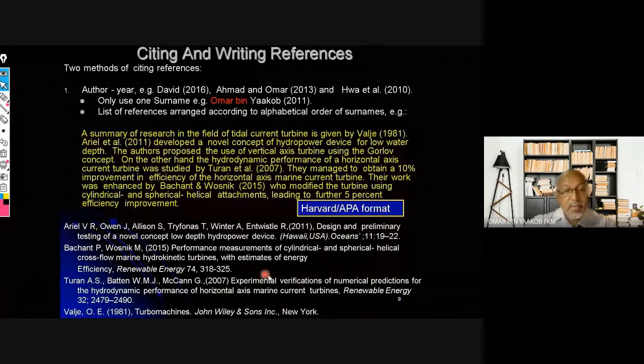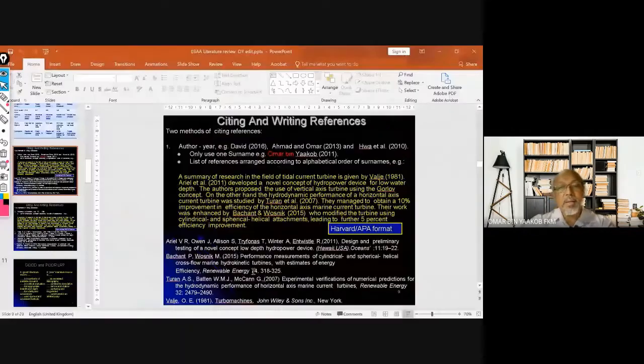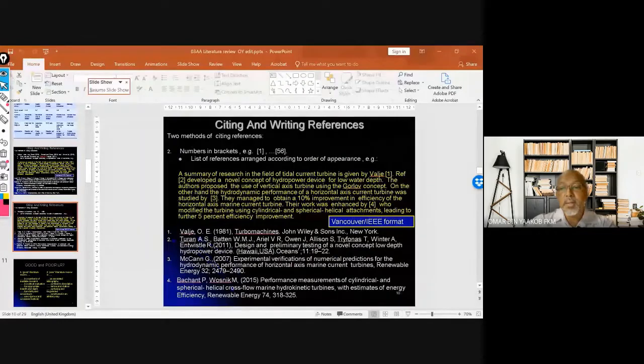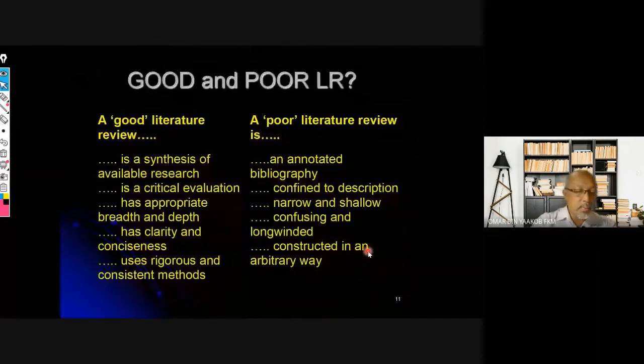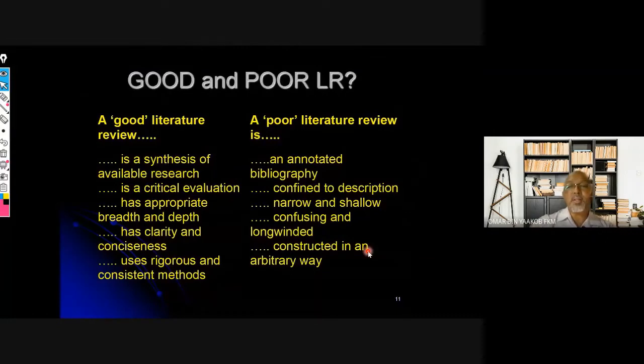Right. If none, I'll open some. Before that, we see some good literature review and poor literature review. For the poor literature review, this one is like SPM, Form 5 for secondary school: an annotated bibliography confined to description. It only describes this paper, explains what this paper did. It can be narrow, shallow, and so on.